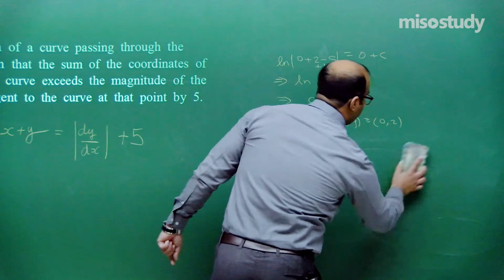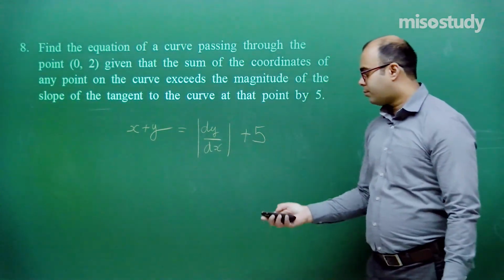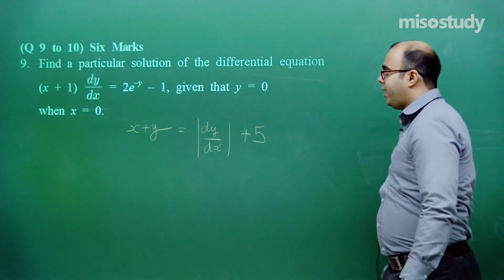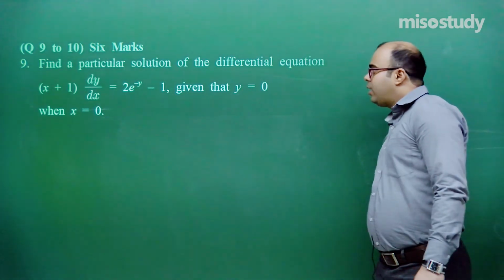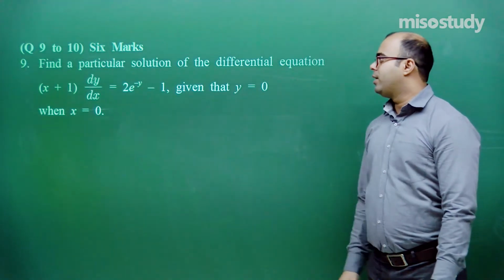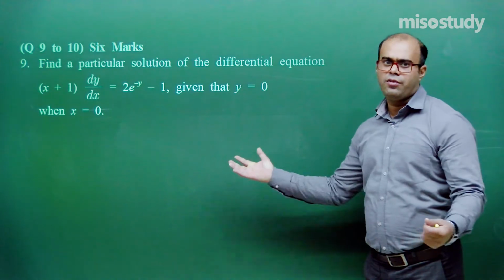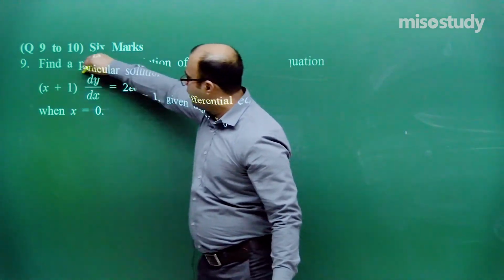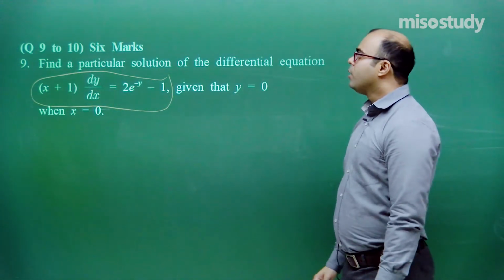Now let us move on to the next question, which is a 6 marks question. This says find a particular solution again of the differential equation (x + 1) dy/dx = 2e^(-y) - 1, given that y = 0 when x = 0. So this condition is again for the particular solution. First we have to solve this given differential equation. So what will be this differential equation, we have to see.